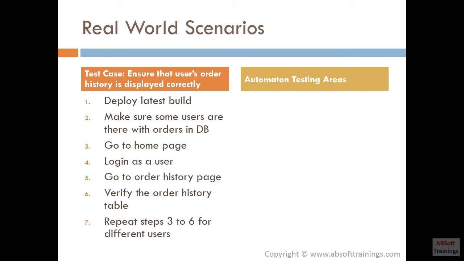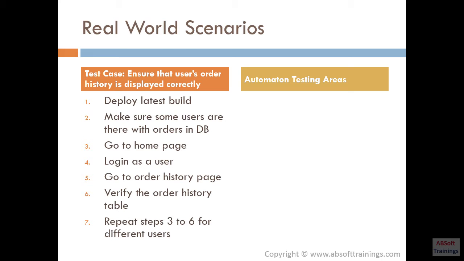Let's look at a real world scenario and see how different automation testing areas are applicable and how they work together. Let's say you have a test case for an e-commerce application to ensure that users' order history is displayed correctly, and you need to run this test for every build. In order to run the test case, you'll be doing the following. Deploy latest build, make sure some users are there with orders in database, go to home page, log in as a user, go to order history page, verify the order history table, repeat steps 3 to 6 for different users.